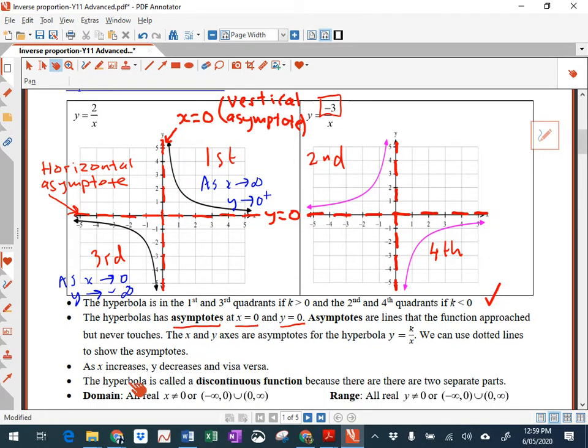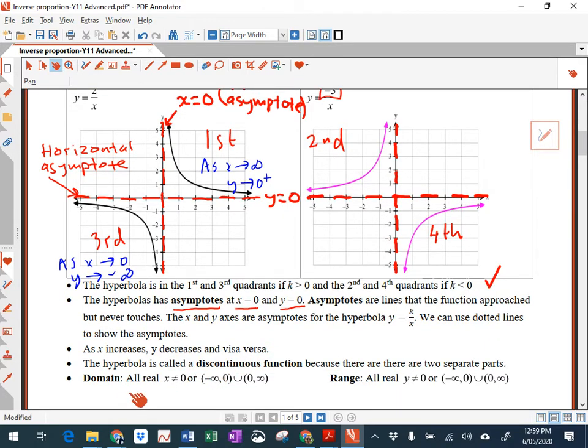Okay, now the other thing to note is the hyperbola is called a discontinuous function because there are two separate parts. You can see that. Here's one part, here's another part. On the other function, here's one part, here's the other part. You can't draw these graphs without taking your pen off the page. So there's, if you like, a discontinuity occurring. So two separate parts, therefore it's discontinuous.